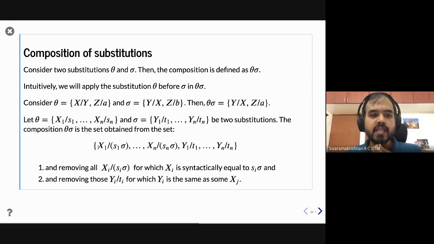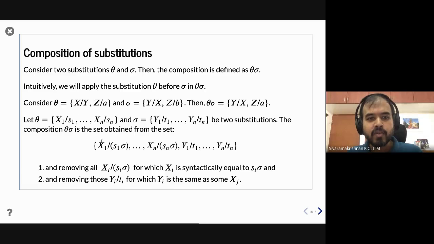So essentially what we're saying is because we will apply theta substitutions first, you will replace x1 with s1. And if s1 happens to be a compound term which involves a variable, that is going to be influenced by whatever occurs in sigma. So that is why we are saying take this s1, apply sigma on it. So that will be the final substitution. And then all of the y1, t1 remain the same up to yn, tn, except that you have to take care of two conditions, precisely the conditions that we took care of here.